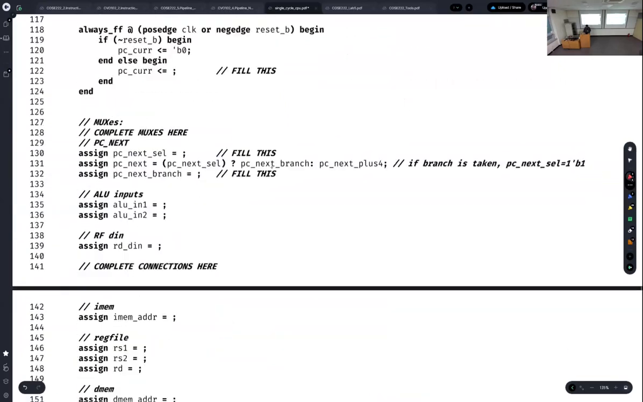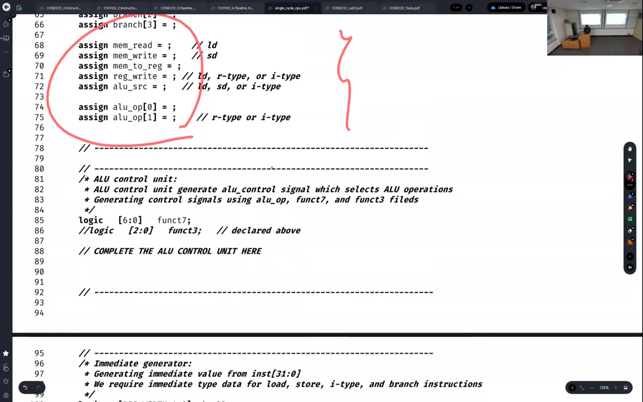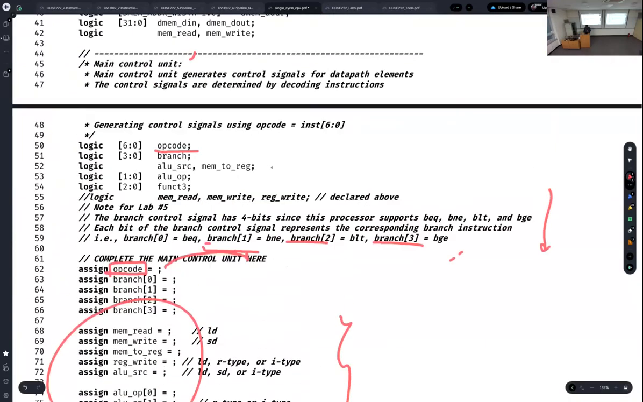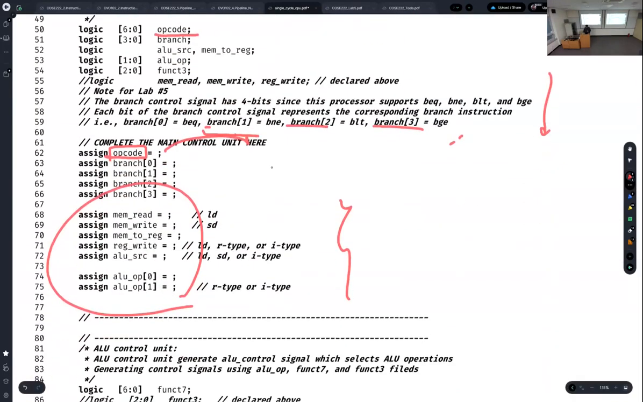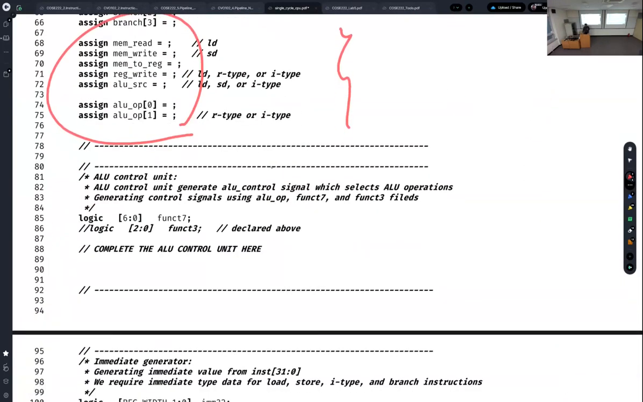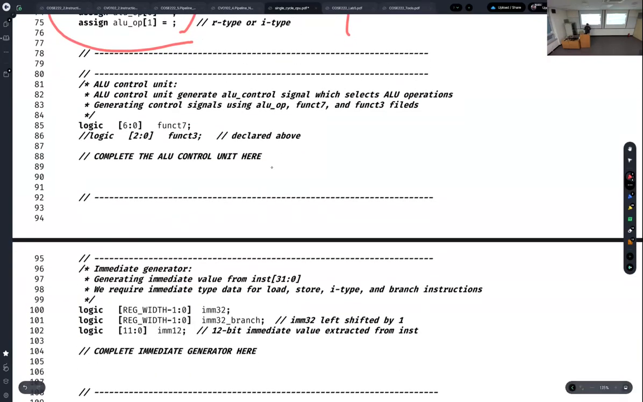Here is the 4-bit ALU. You can find the ALU control signal here, and you can just generate the ALU control signal. I just provide how the ALU control signal is generated in the fourth lab assignment. You can just read the lab document for the fourth lab assignment.